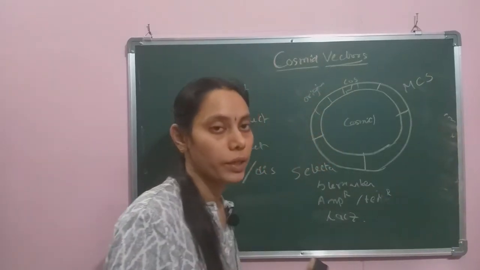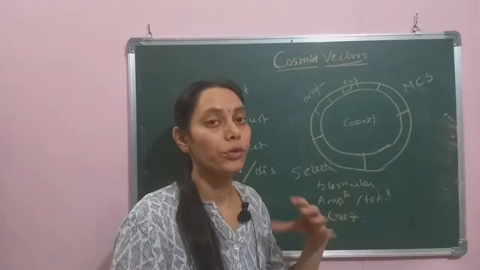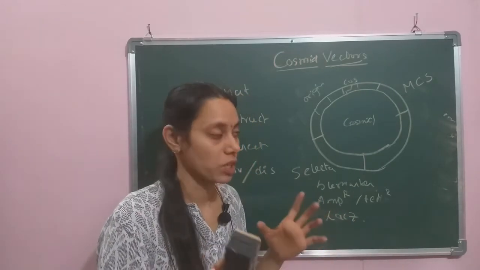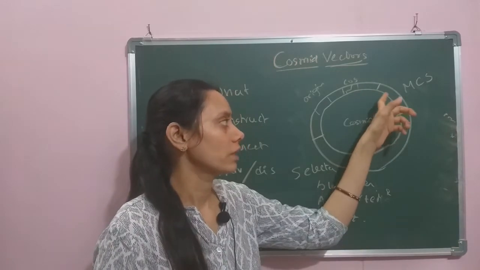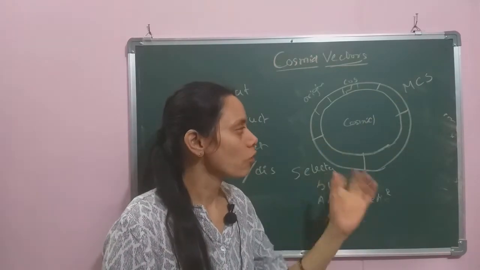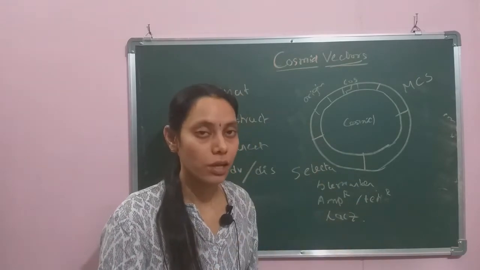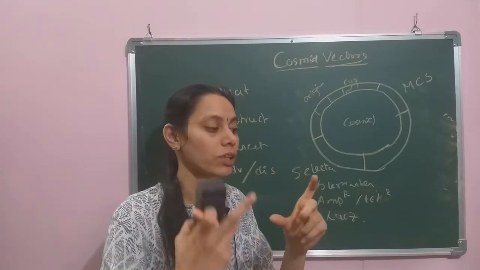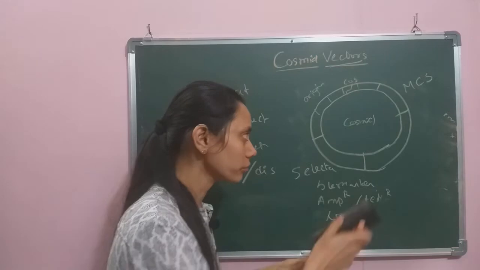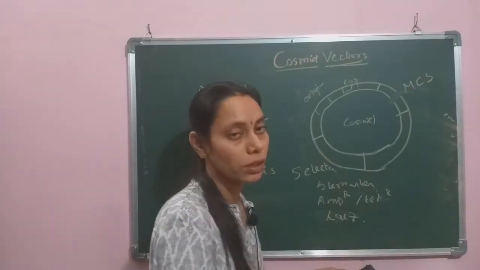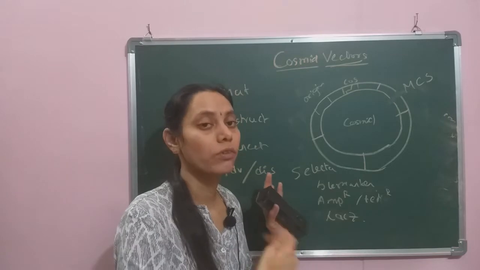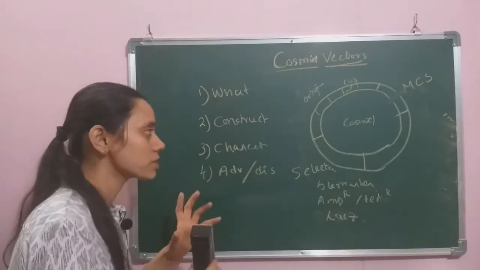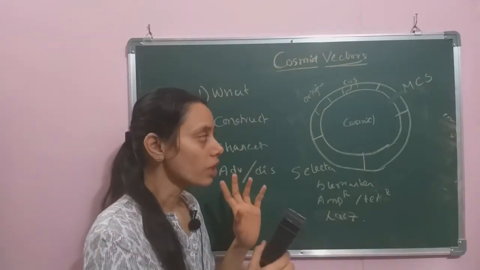So due to the presence of multiple cloning site, it is made up of unique restriction enzyme recognition sites. So there are several unique restriction enzyme recognition sites combined together in the multiple cloning site, so that this cosmid can be cleaved by different kinds of restriction enzymes, and in the place of the cleavage point we are going to insert the target DNA. So here we are going to insert the target DNA to make this cosmid into a recombinant vector. So this is the basic construct of the cosmid vector.